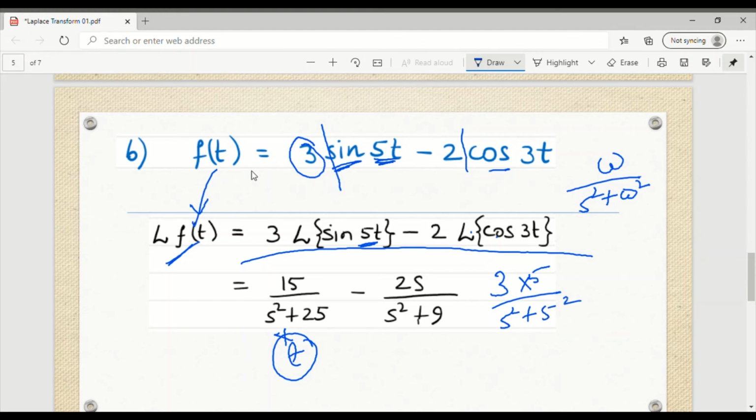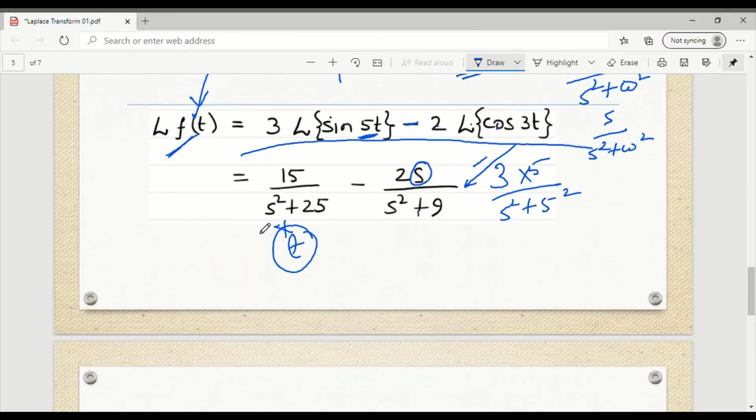Now what about my second term? Minus, as it is, 2 into Laplace of cos 3t. For cos 3t, again the denominator is s square plus omega square. Whether s will be on top or omega, here s is coming on top, so s by s square plus omega square. You don't have to think about the 3 in the numerator. Write down just 2 into s, because of cos. The 3 is going to be useful in the denominator part, because s square plus 3 square is s square plus 9. Fine. So this is your final answer.